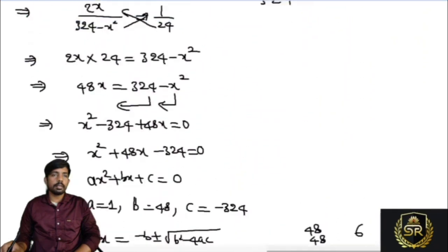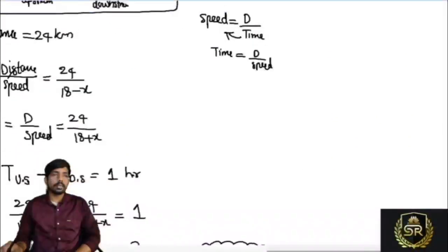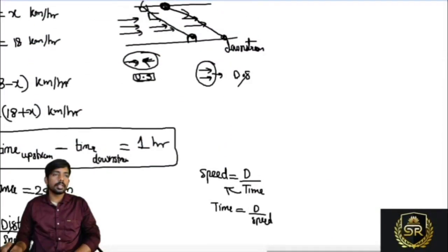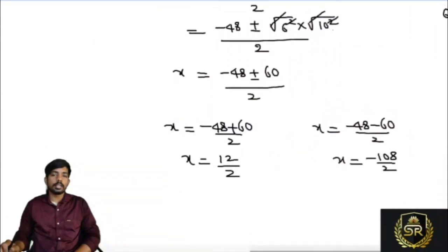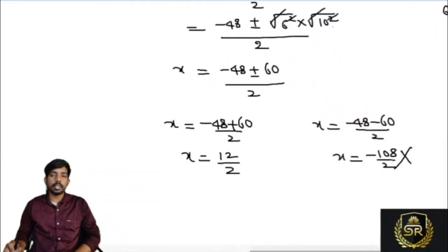What is being discussed here? What is x here? X is the speed of the stream, right? Speed of the stream is x. So x can't be negative; the negative value doesn't exist. We will consider this one: 2 6s are 12. So x is equal to 6 kilometers per hour.